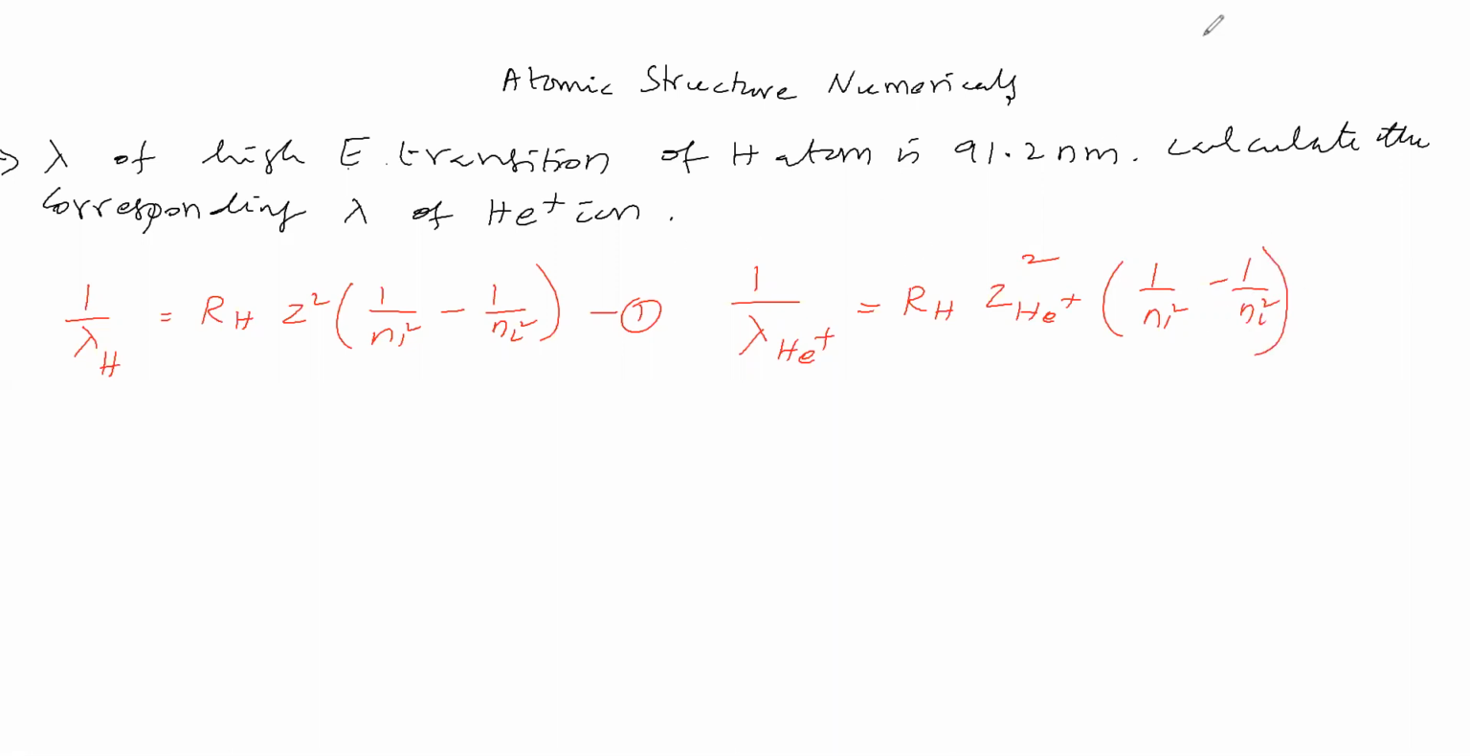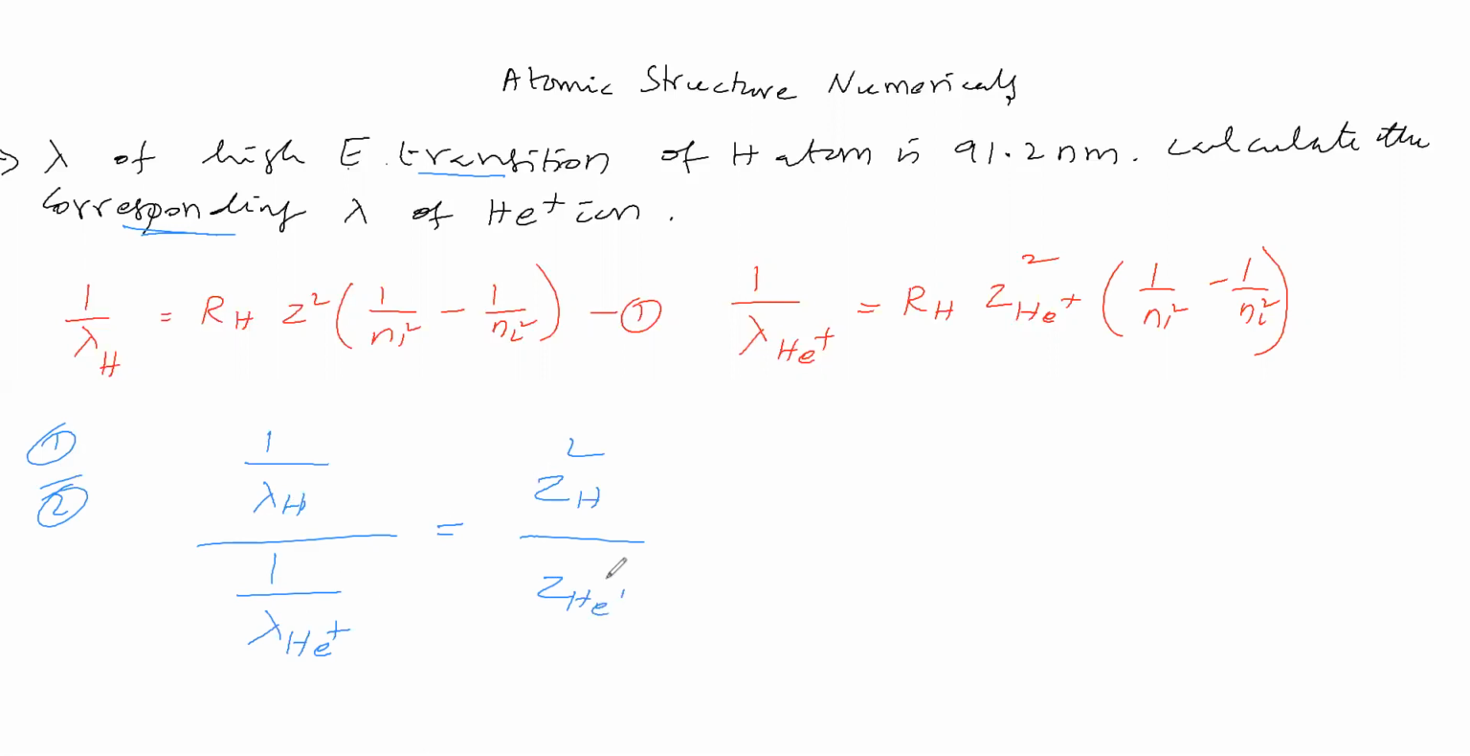Here you see that corresponding means the transition will remain the same. Transition from which level to which level, the same level here also. Therefore N1 and N2 here and N1 and N2 here are the same, and Rydberg's constant is also the same. So let us take 1 by 2: 1 by wavelength of hydrogen by 1 by wavelength of He plus is equal to atomic number of hydrogen by atomic number of He plus, square.